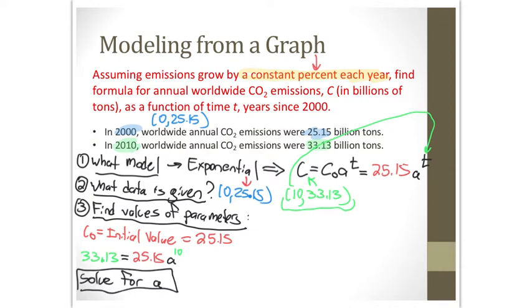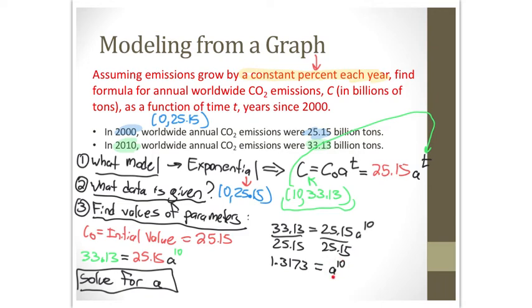So I take this equation, 33.13 equals 25.15 A to the 10th, and I can divide both sides by 25.15. And dividing the 33.13 by 25.15, that gives us 1.3173 approximately. And on the right side of the equation, the 25.15 cancels out, and all that's left is A to the 10th power. So we want to solve for A, which is in the base of this exponent, which is being raised to the 10th power.